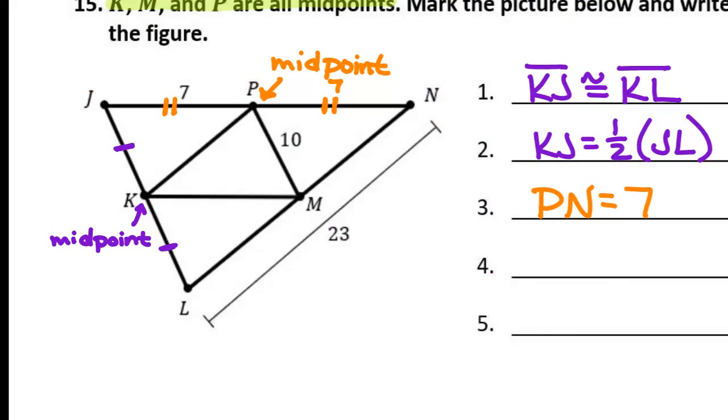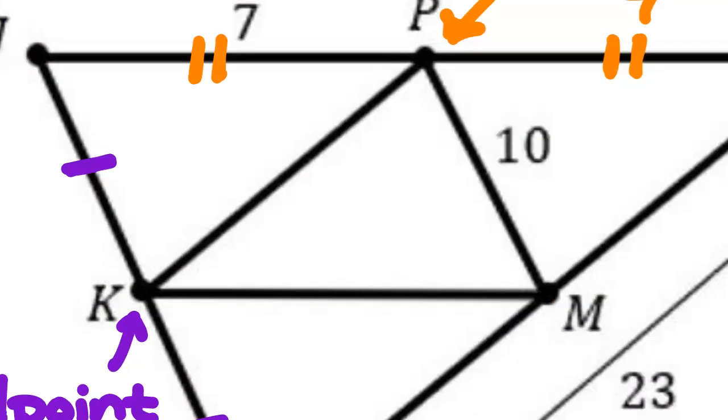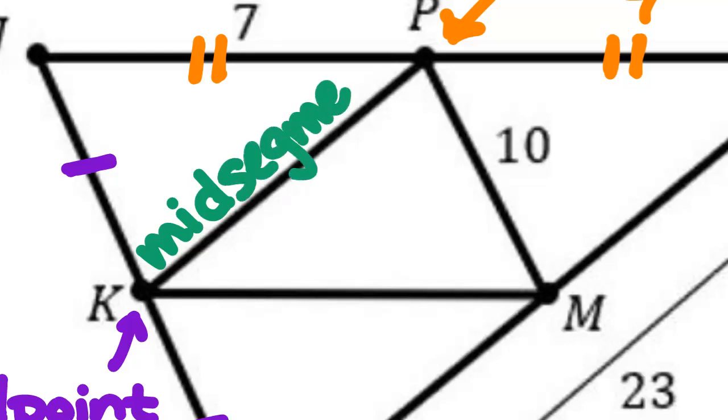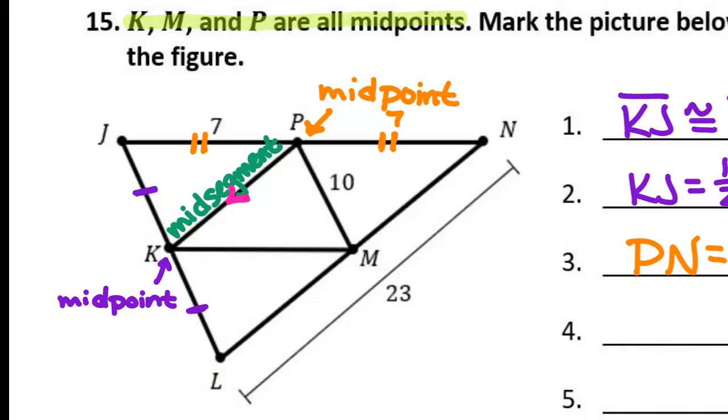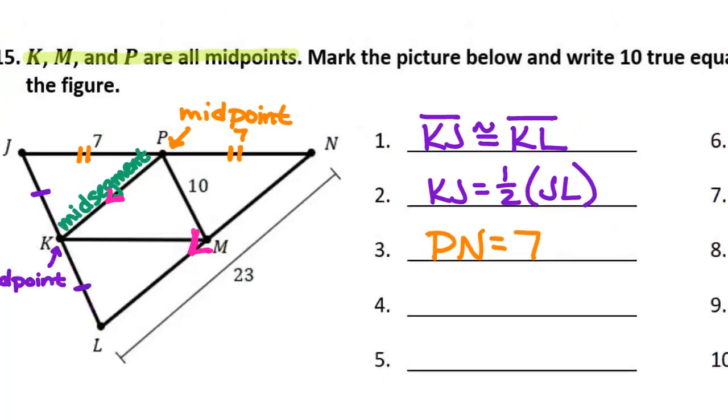What would we call this segment right here, KP, that is joining two midpoints together? A mid-segment, yes. I can't call it a midpoint because it's not a point. But if it connects 2 points together and they're both midpoints, then that makes a mid-segment. A mid-segment is parallel to the side that it does not touch. So KP is parallel to side LN. That's something else that I can write down.